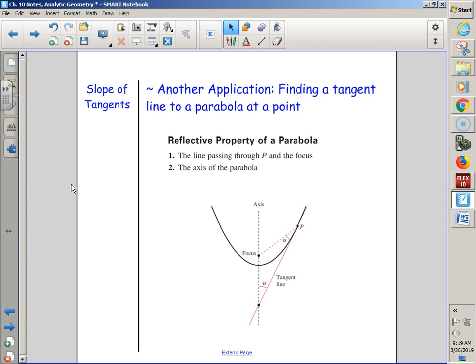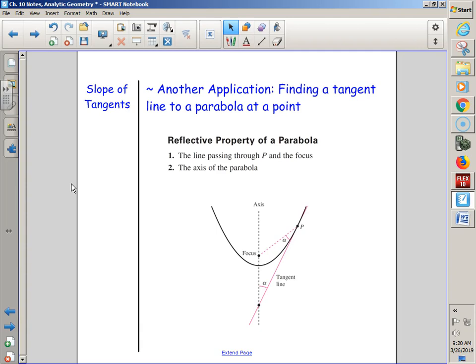Another application, finding a tangent line to a parabola at a point. There is a reflective property of a parabola, and the reflective property of a parabola says, the line passing through P, who's P? Just a point. What point? Any point. Any point on the parabola. Any point whatsoever. P is any point on a parabola. A line passing through the P and the focus.